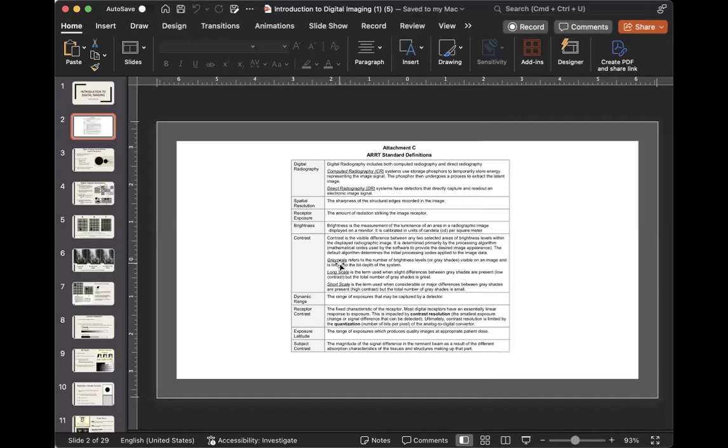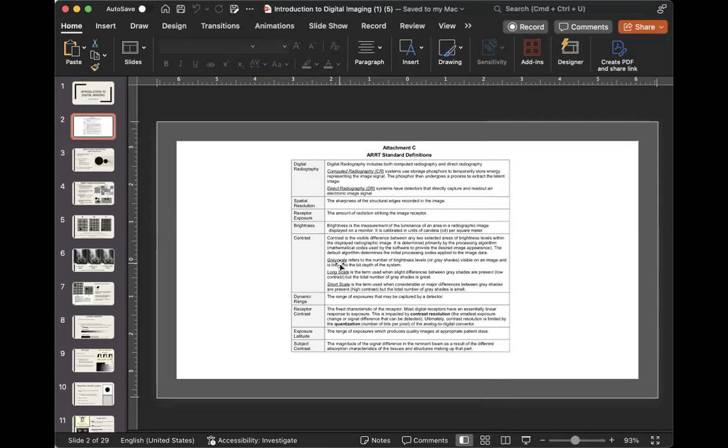And so when we are talking about the monitor, just like on your iPhone or your laptop, you can change the brightness, right? And so that's what we're seeing here. Contrast is just the visible differences between two areas. Dynamic range establishes the range of exposures that we can utilize. Exposure latitude is the range of exposures that gives us a good image.